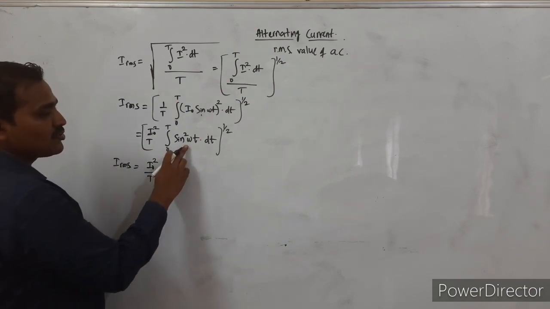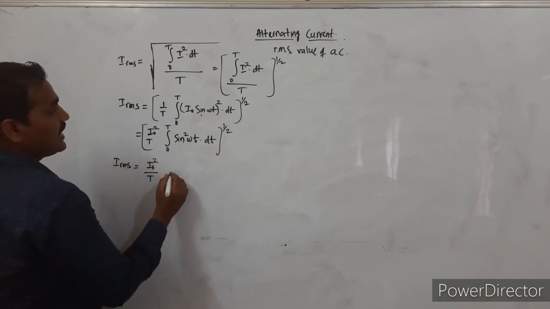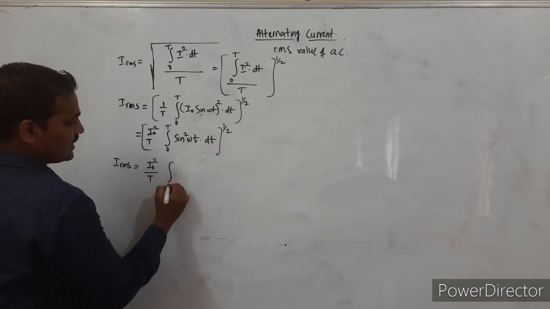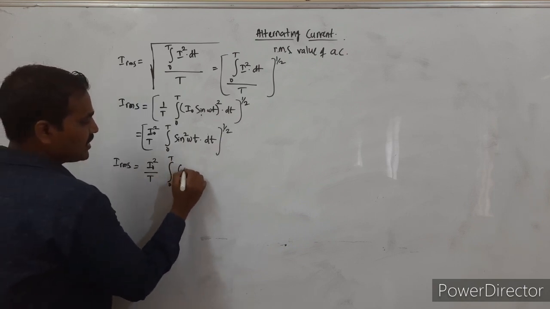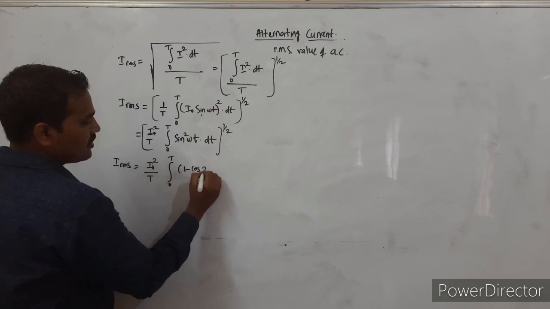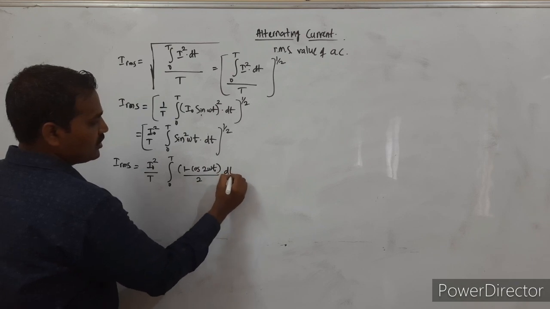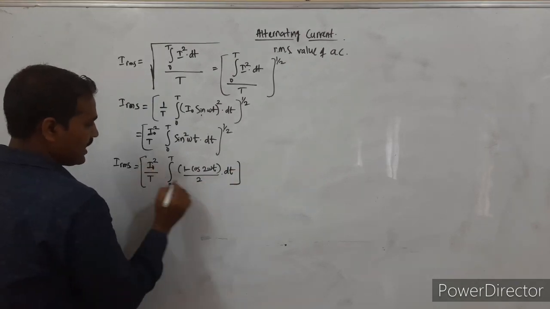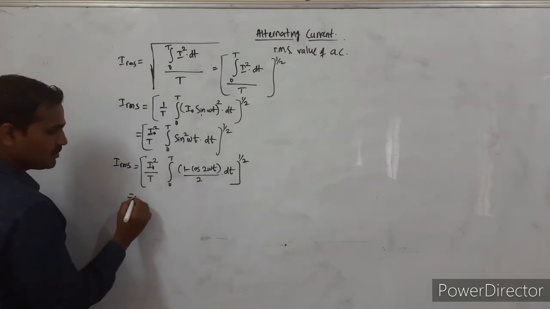So to integrate sin square omega t, we have to write it in the form of cos. I write it as integration between 0 to T, sin square omega t can be written as (1 minus cos 2 omega t) whole divided by 2 into dt. And I have to take the square root of this. Yes, and let us simplify this.